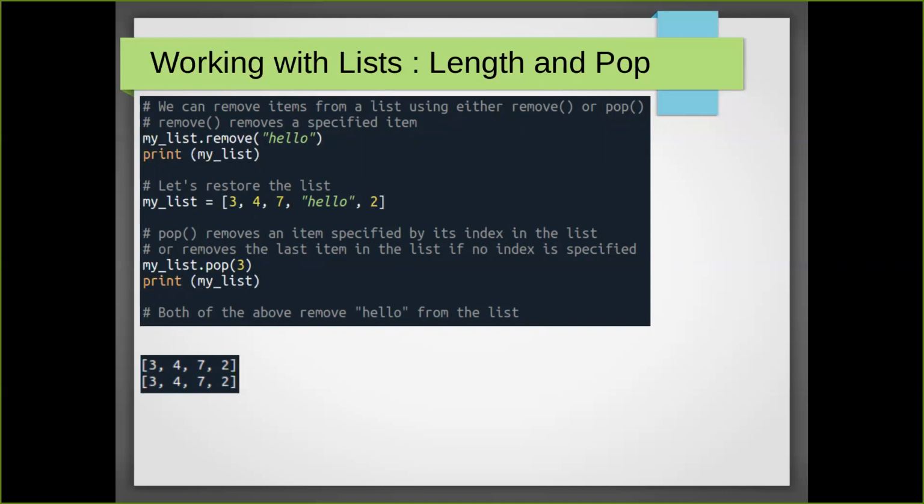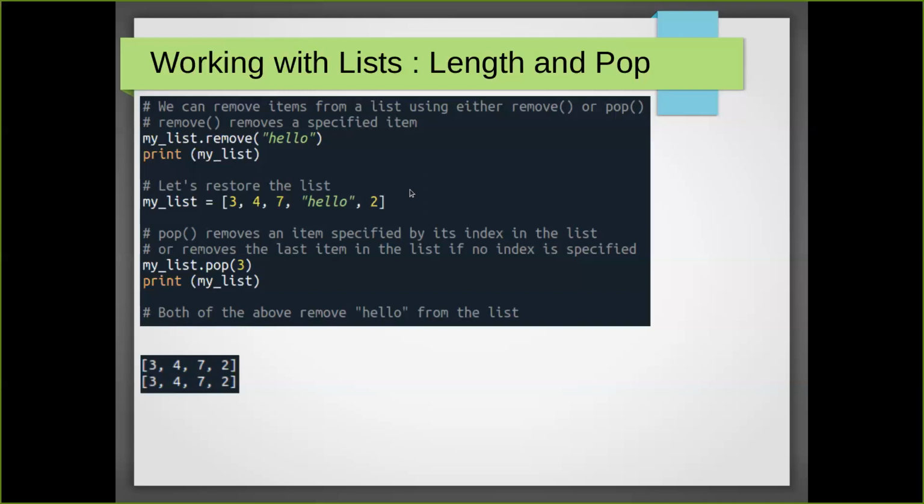So here, if I wanted to remove the word hello from my list, I can say my list.remove, and then I give it the value that I want it to remove, hello. And if I print my list, it'll print that list without that value. I'll put that list back, and then we can try another method, which is pop.